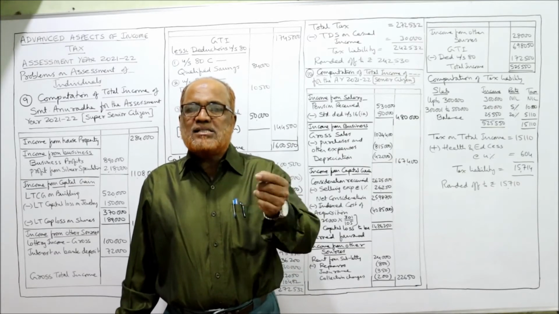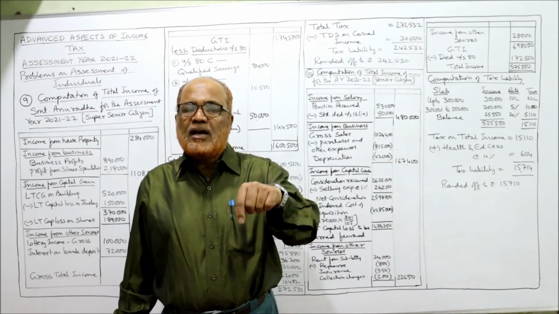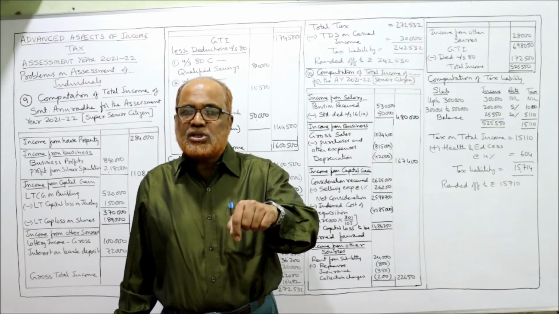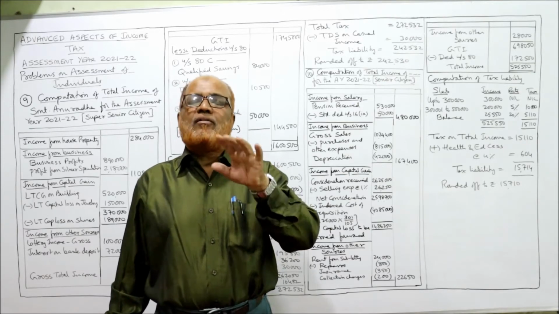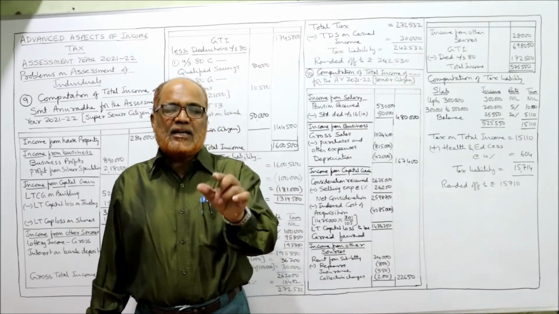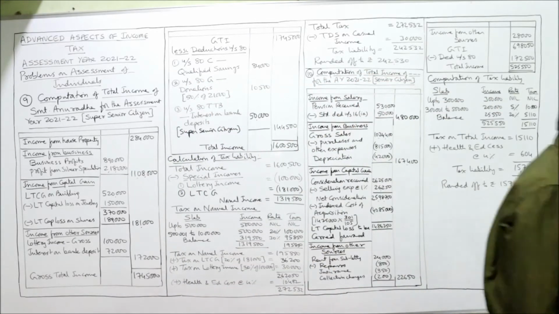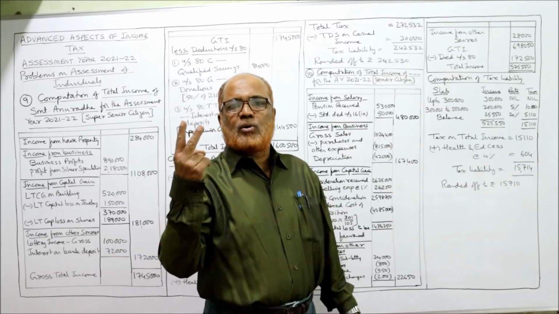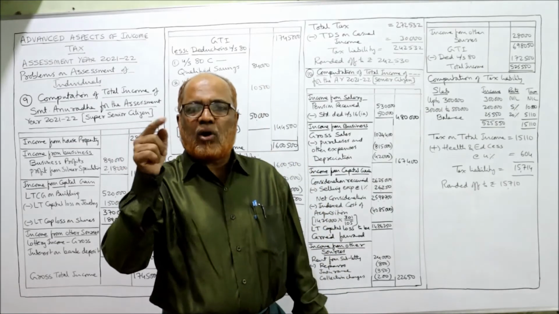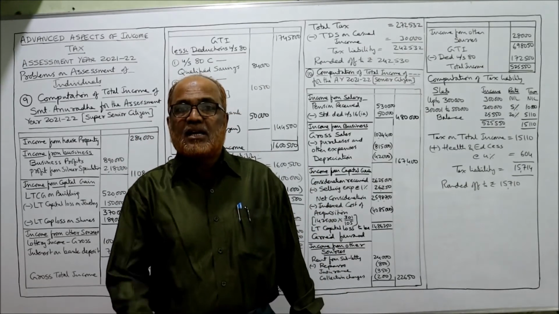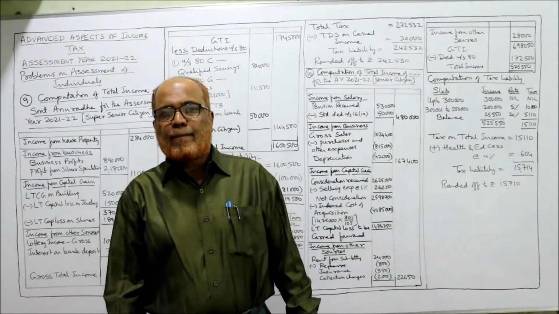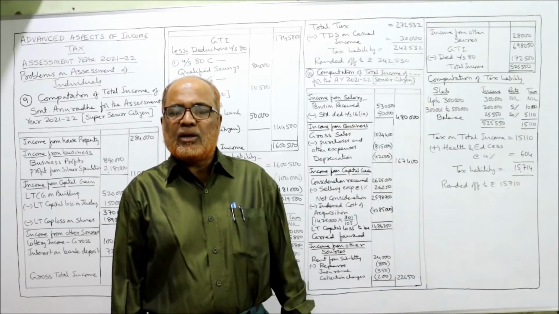The SSC is a super senior citizen and getting interest on bank deposit. So she is eligible for deduction under section 80TTB. The deduction is the least of the following two amounts: actual interest received or 50,000, whichever is less. That you have to write in the working note.